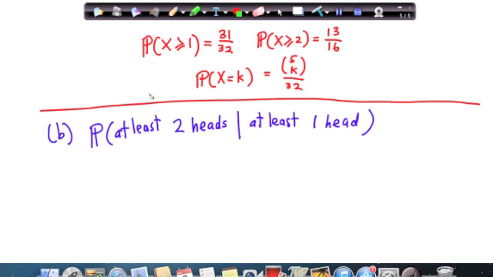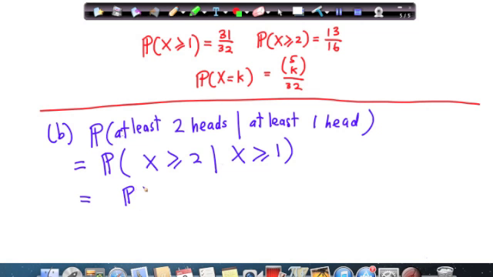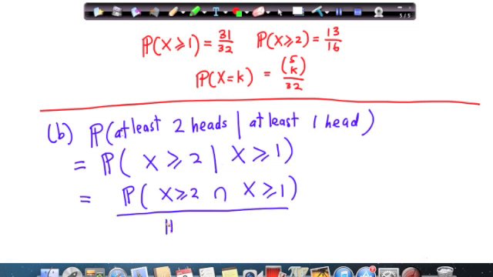For part B, we want to find the probability of having at least 2 heads, given that at least 1 head turn up. Again, we can write this in terms of x. So having at least 2 heads means that x is at least 2. Given that at least 1 head turn up means that x is at least 1. By the definition of conditional probability, this can be written as the probability of x at least 2 intersection the event that x at least 1 divided by the probability of x being at least 1.